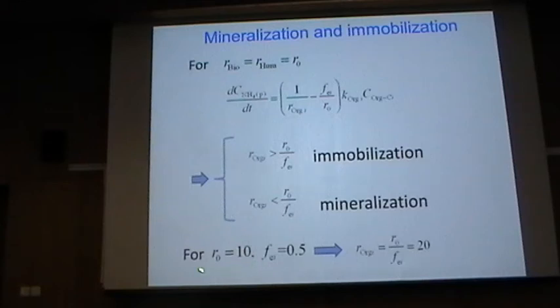For example, the CN ratio is 10 and the efficiency factor is 50%. If the CN ratio exceeds 20, immobilization occurs, I mean the nitrogen deficiency occurs. On the other hand, if the CN ratio is below 20, mineralization occurs.